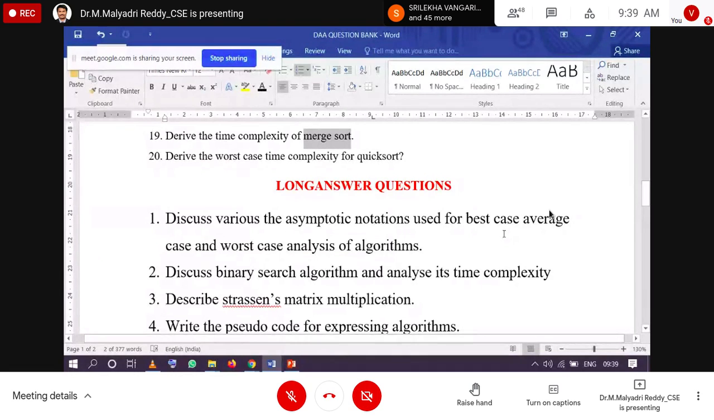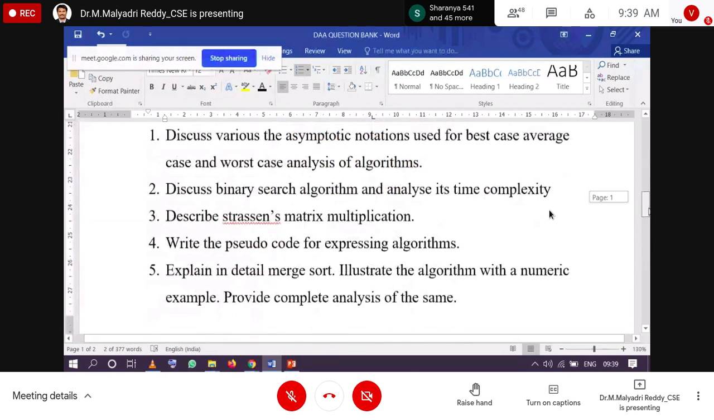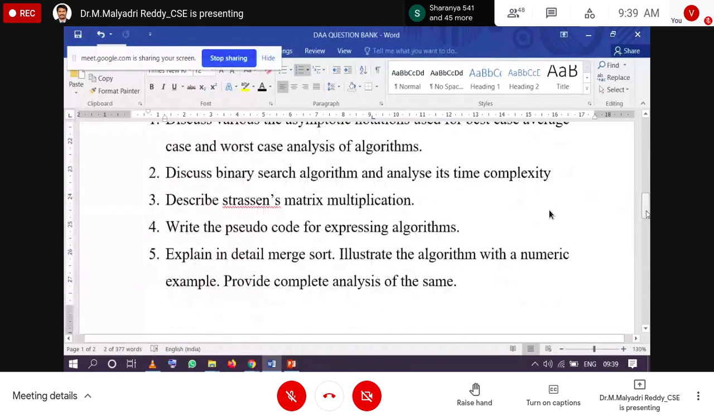Discuss binary search algorithm and its complexity. Already explained, and that material is available in our material, that means document. Describe the Strassen matrix multiplication. That one I explained to you. Write the pseudocode for expressing algorithms. It has a total of 10 rules that are available in our material. Explain the details of merge sort.